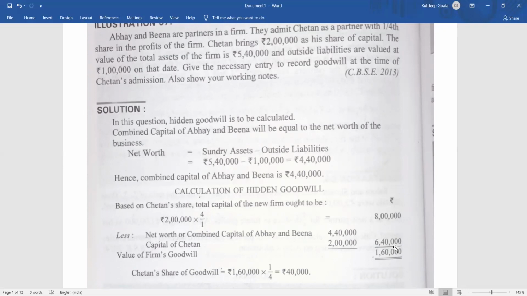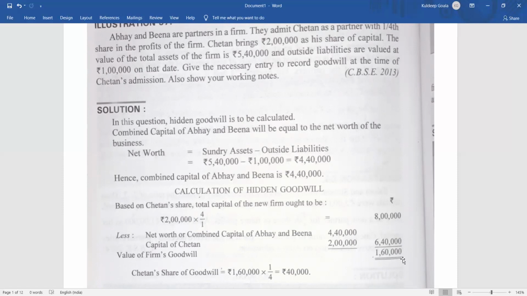This is the difference between the previous question and the present question. So 6,40,000 is the total value of the capital employed, and the value of the business is 8 lakh. So what is the extra amount? 1,60,000. This 1,60,000 is the extra value of the business, and this extra value of the business is called goodwill. And here it is hidden goodwill. Clear?